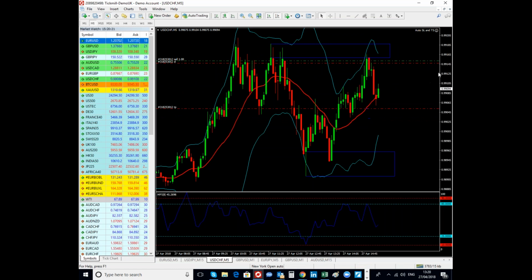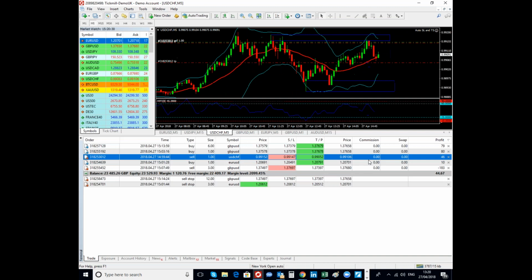So the question is now, do I want to close it for 3 pips, or do I want to see if it's going to run? Yeah, have a look at this. If I trade it now, this is the question you've got to ask. 4 pips. Do I close it now? Do I trade it now? Do I let it run?